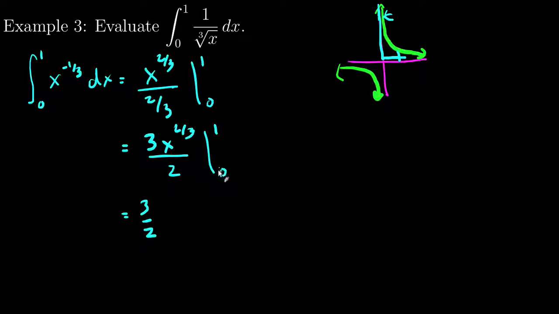As I approach 0, this approaches 3 times 0 divided by 2. It approaches 0, and my answer is just 3/2. So even though I have this sort of infinite height here, I still ended up getting a finite area. And again, if I were asked, I would say that this integral converges.